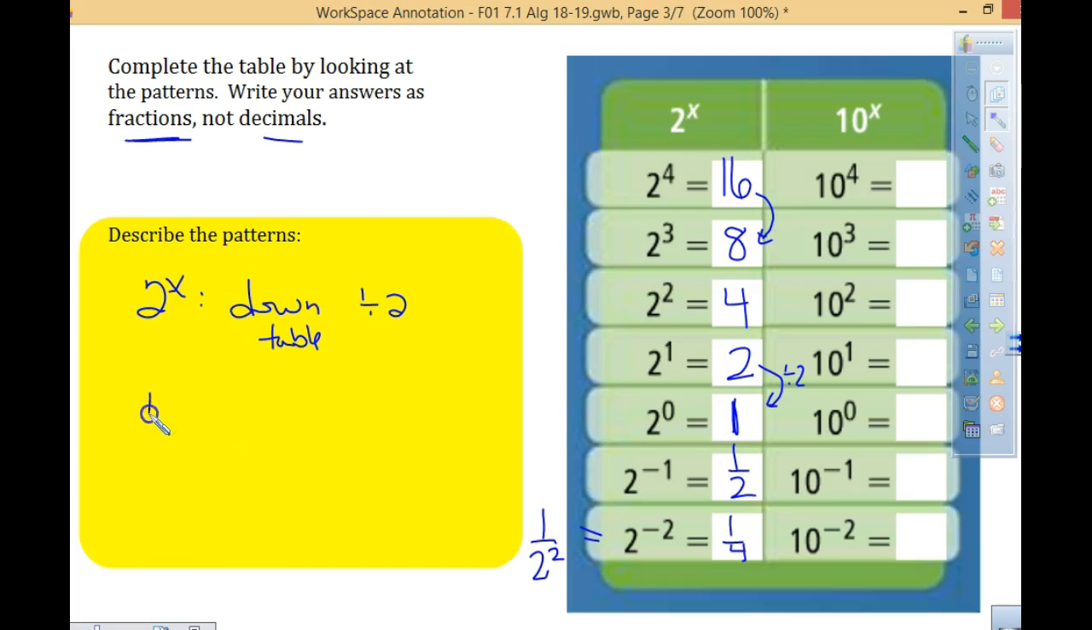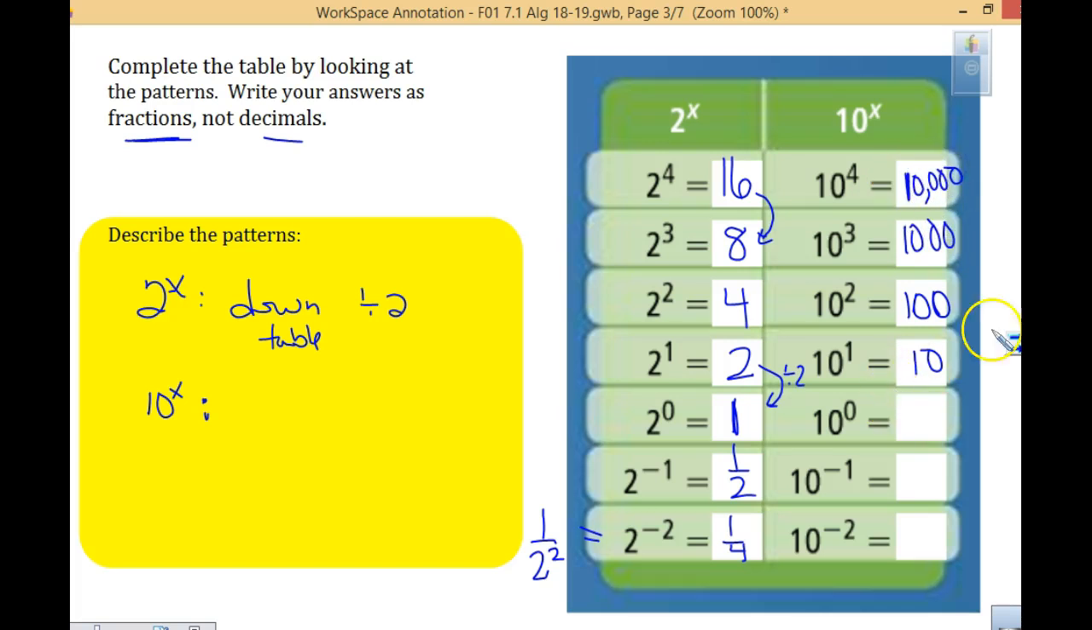So if we are looking at the 10x column going down, the easiest thing with 10 to a power is it's a 1 followed by that many zeros. So it's pretty easy if you think of starting with 10 to the second. 10 to the second is 100. 10 to the first is 10. 10 to the third is 1,000. And this should be 10,000. Right? So again, that pattern, if we are going down the table, what does it look like is happening? We are dividing by 10.